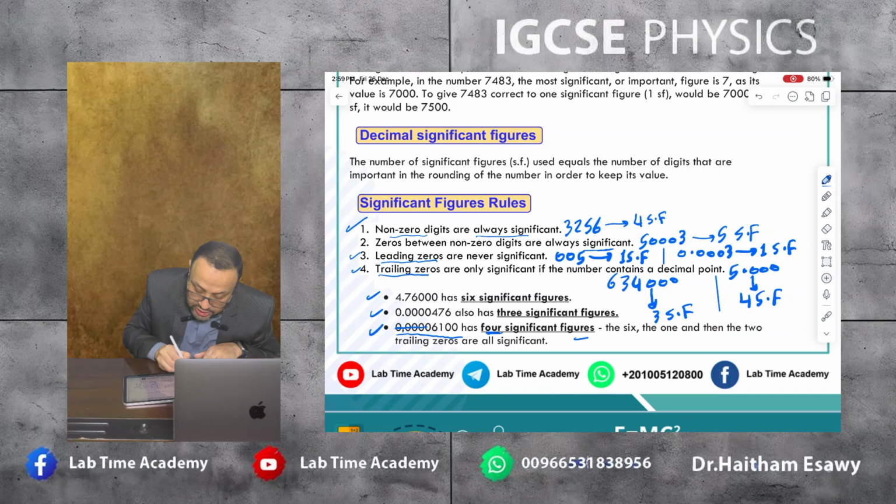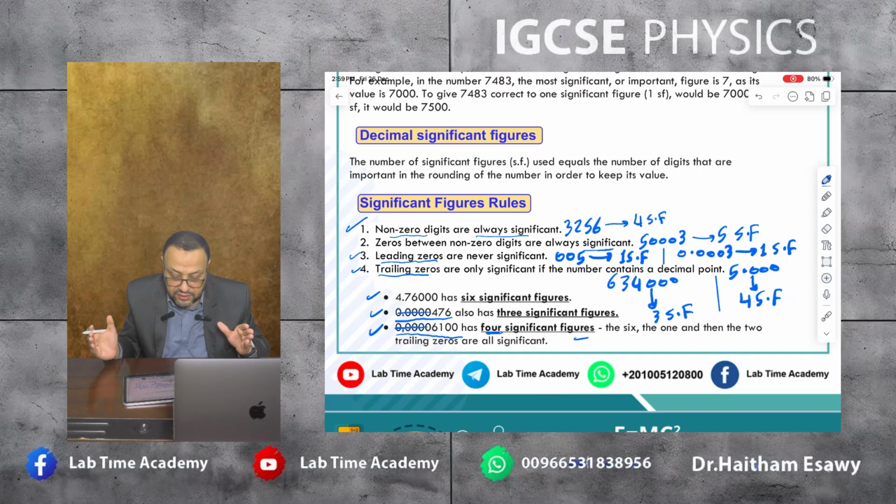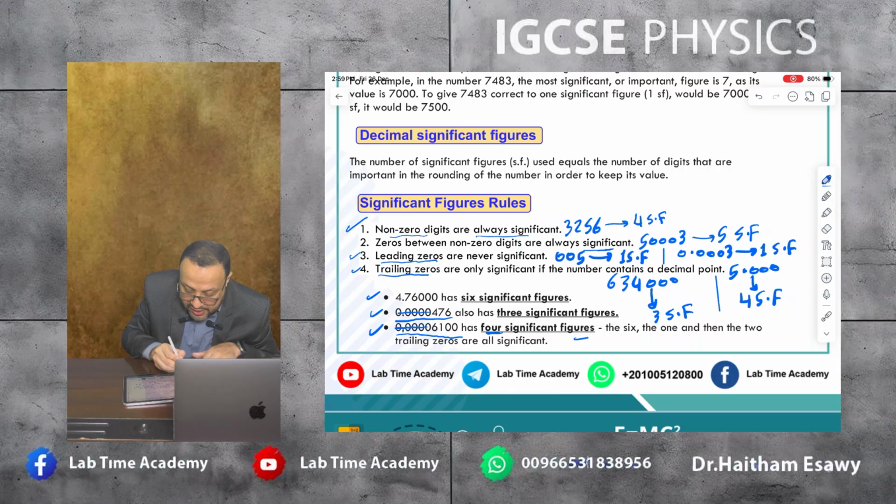And also here, 0.0000476. This number, the zeros on the left, you will not count them because leading zeros are never significant figures. But let's go to the other digits. We have 1, 2, 3. So we have 3 significant figures.